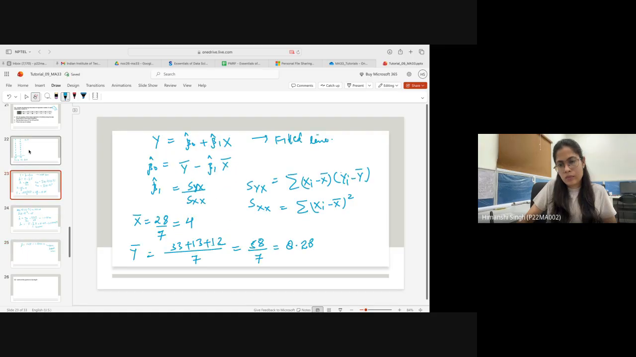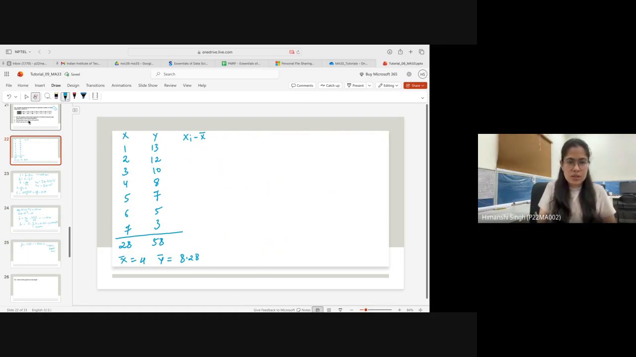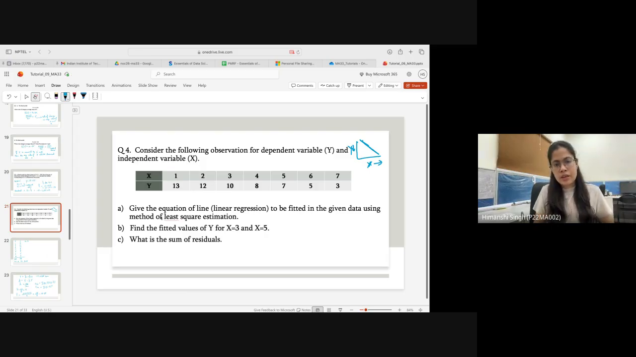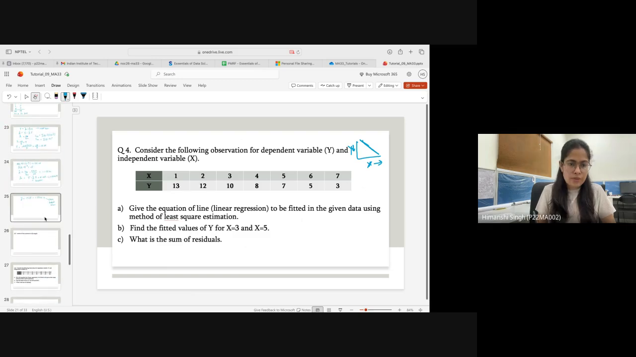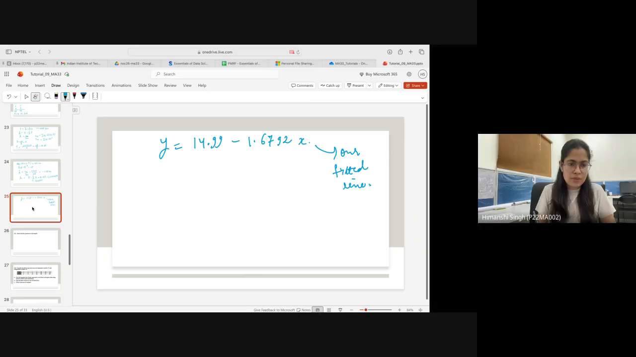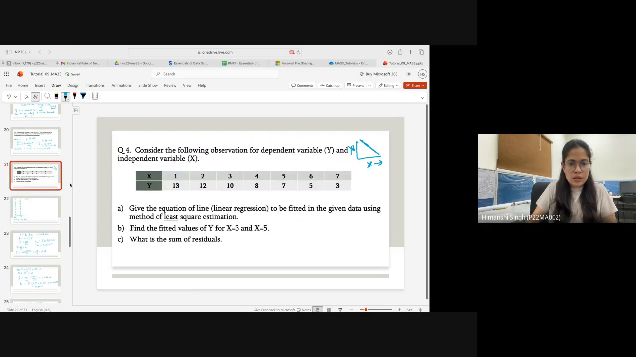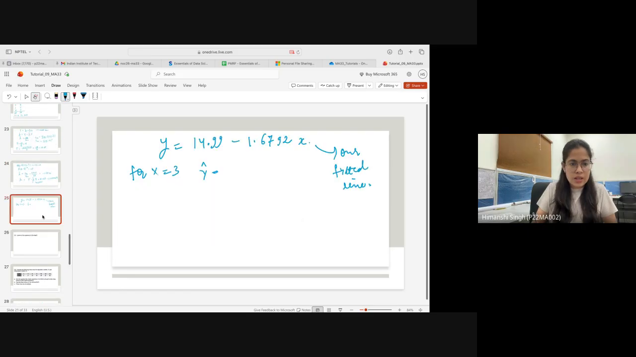Fine. So this I will just update in the slides. Fine. So this is the equation of the line, so we have plotted it. Find the values of y for x equals 5. Now again, I want to find out the fitted value of y. So for x equals 3, what is y hat?